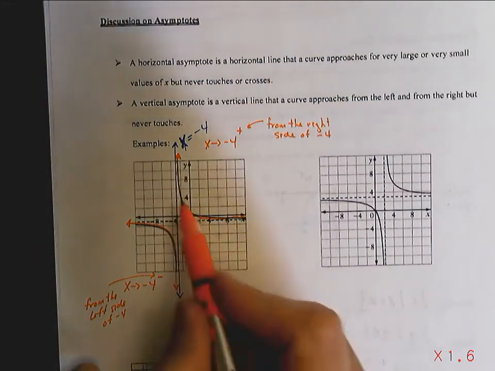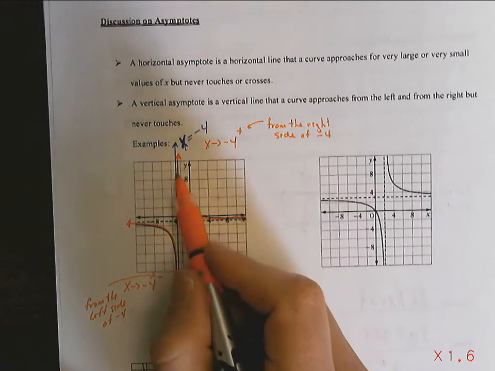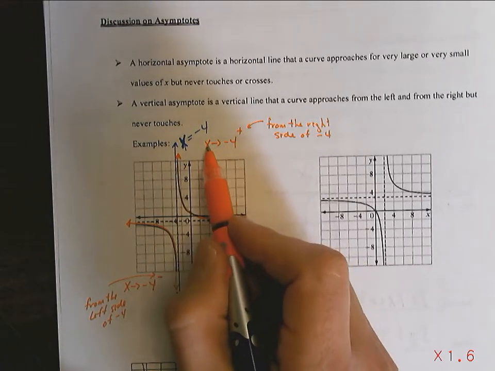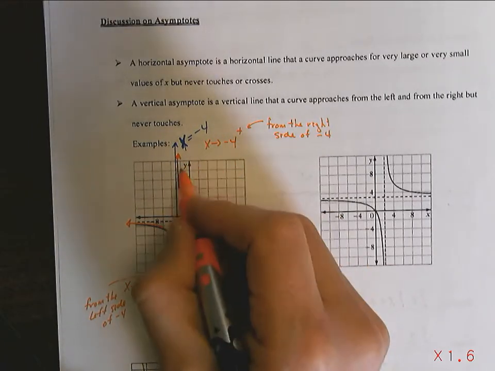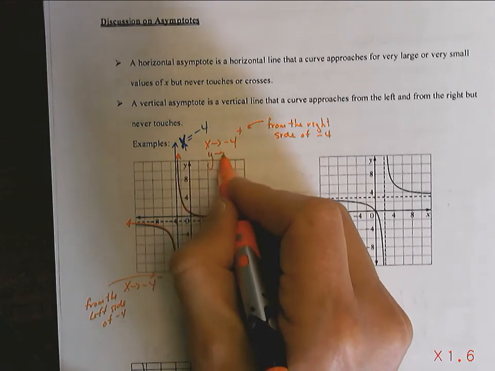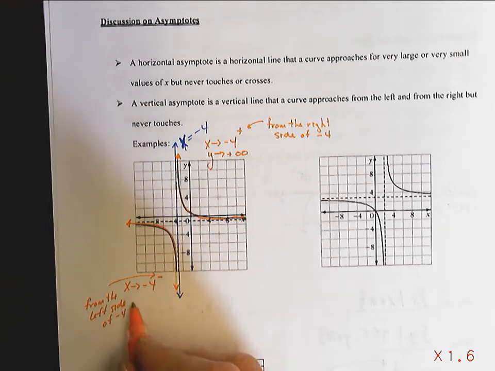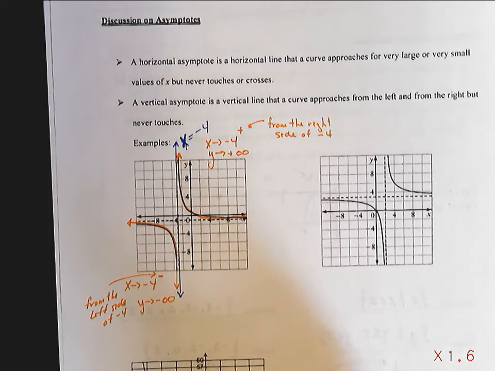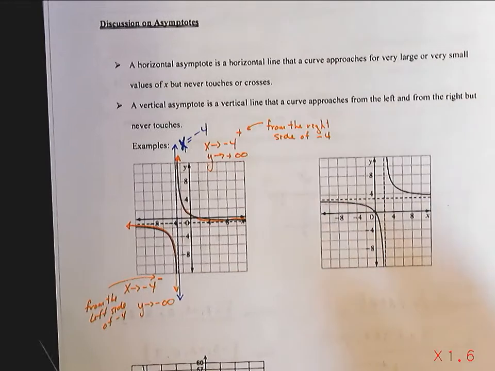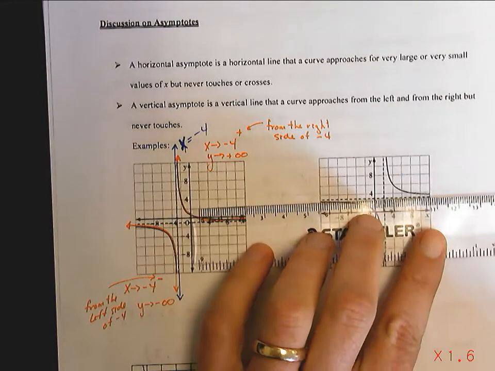So now we can talk a little bit about what happens as x approaches -4 from the right. You'll notice that the function is taking off to positive infinity. And over here you'll see that the function is taking off to negative infinity. So that's for a vertical asymptote. Now for a horizontal asymptote, what happens is that the curve approaches from above or below.